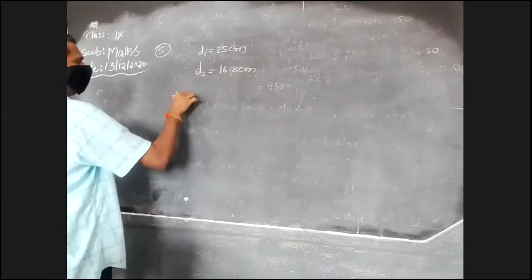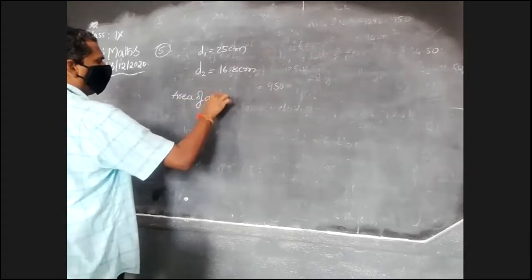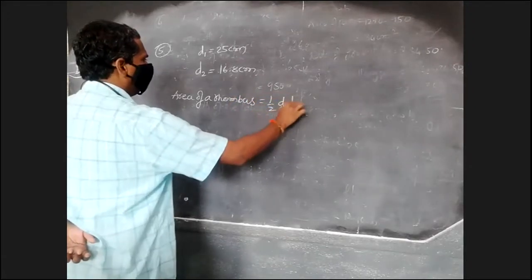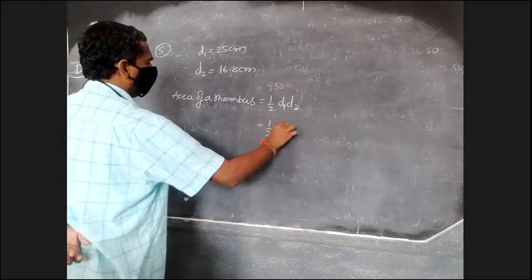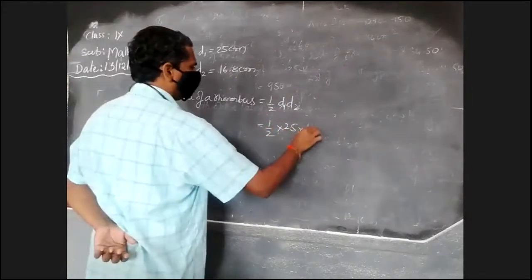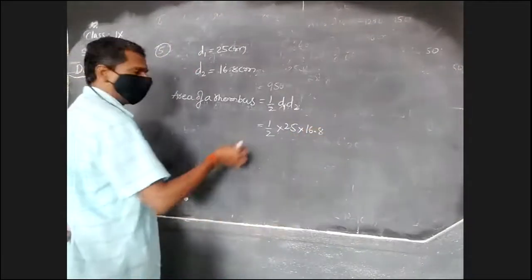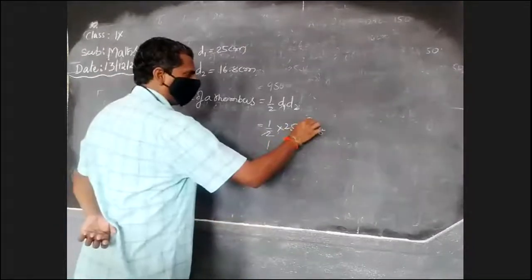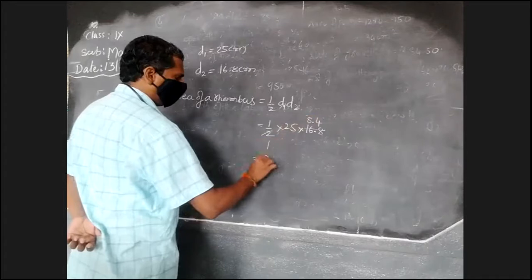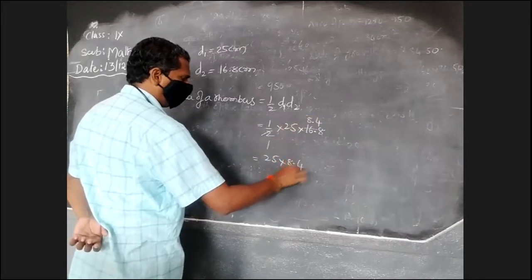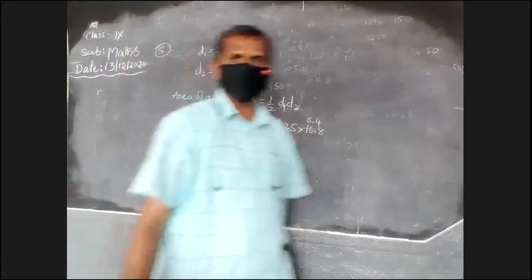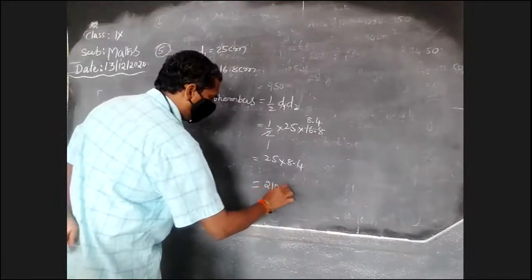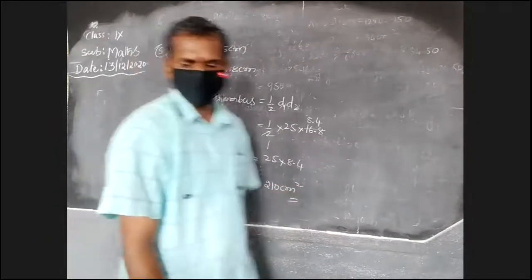Then area of the rhombus is half of D1 D2. So half of 25 into 16.8. Simplification calculation: 2 1s are 2, 2 8s are 16, and the decimal point, 2 4s are 8. So that is 25 into 8.4. Simplify and write the answer in the chat box. 210. Yes, it is right. 210 centimeters square. Take screenshots or otherwise you can write.